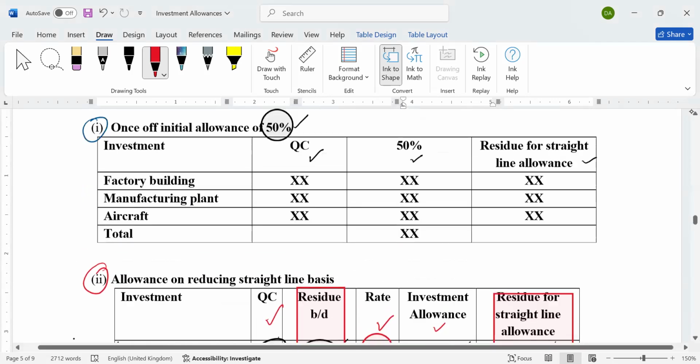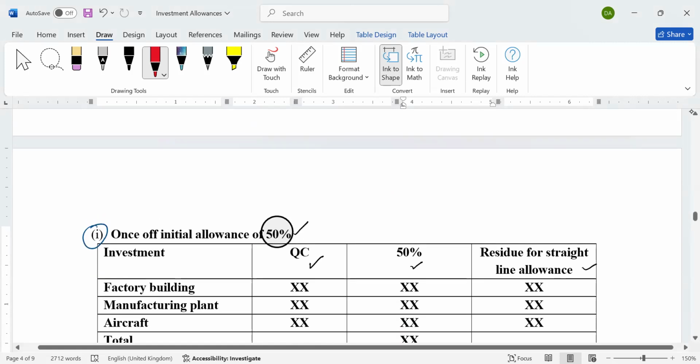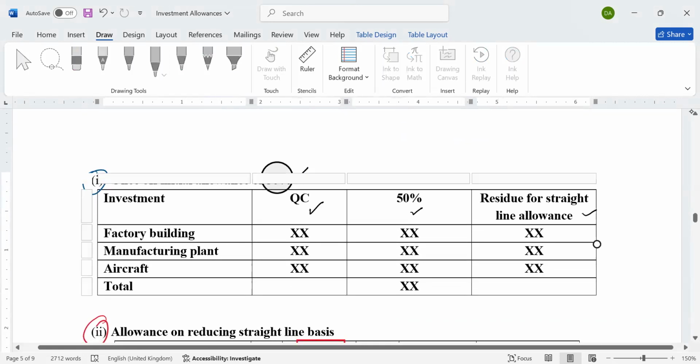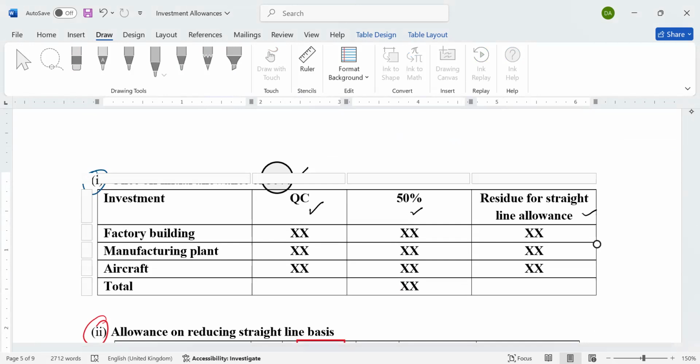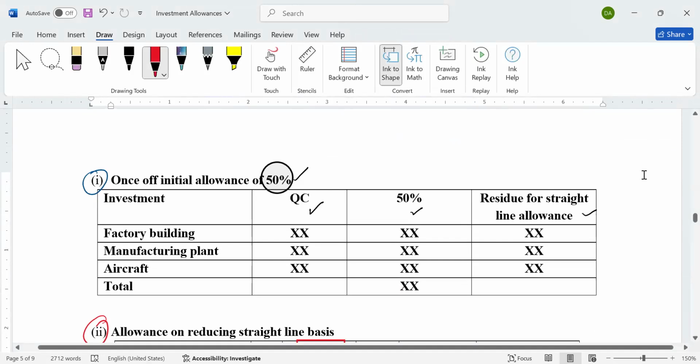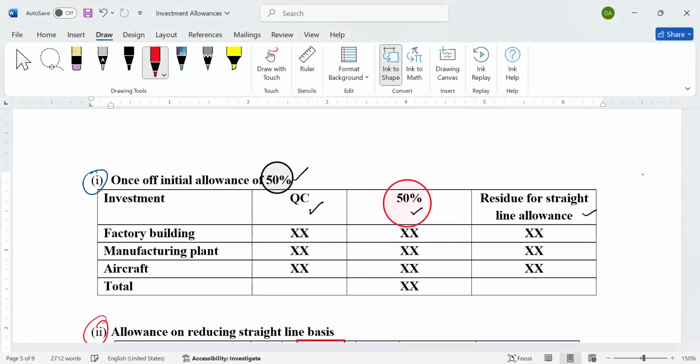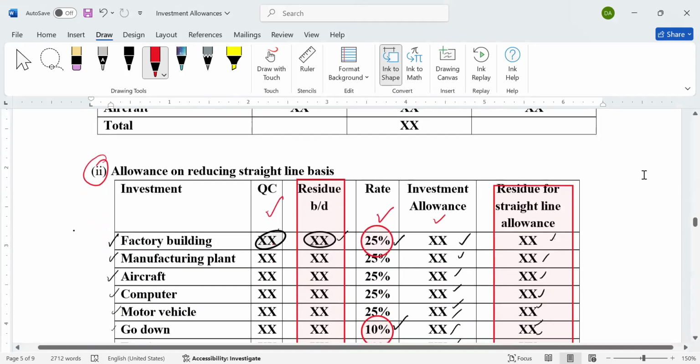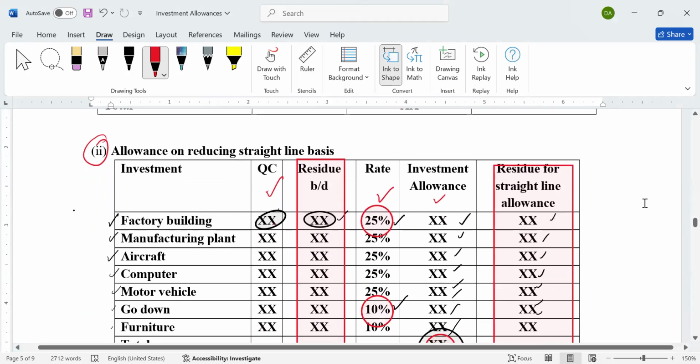Look at it here. You see, when we grant 50% here, we first grant 50% as you can see. What remains is for straight line method. This is where the residue for straight line method was supposed to be used, not where I used it on the other side, it was wrong. So the amount which is remaining is going for straight line method. When it goes to straight line method, it is treated like 100%.